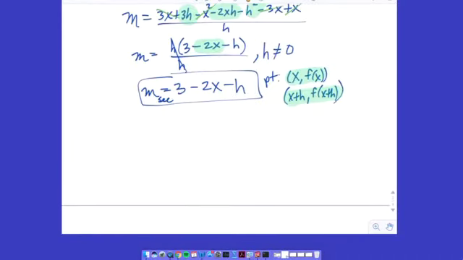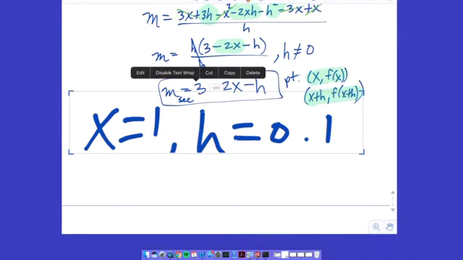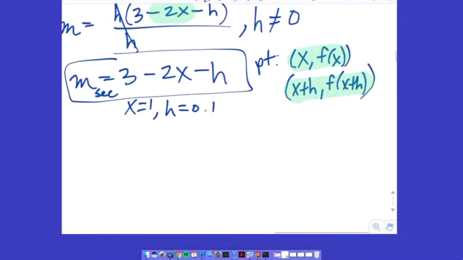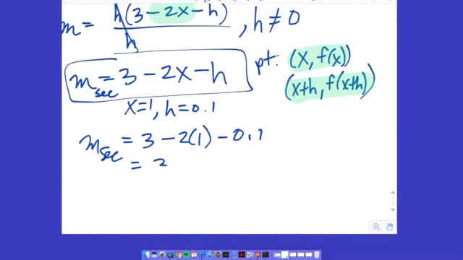But if I come down here and I plug in, oops, I always paste the wrong thing now. There we go. If I compute the slope of the secant line when x is 1 and h is 0.1, I get 3 minus 2 times 1 minus 0.1. We're going to end up with 3 minus 2 minus 0.1. We end up with 0.9, which is the same thing we got above.